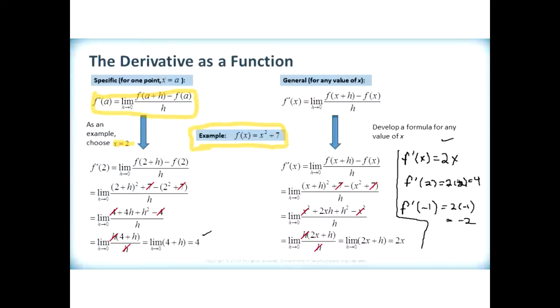So when we talk about the derivative as a function, one thing we can say is that it's like a formula for the slope of the tangent at any value of x, instead of at a particular value of x. Okay, let's move on.